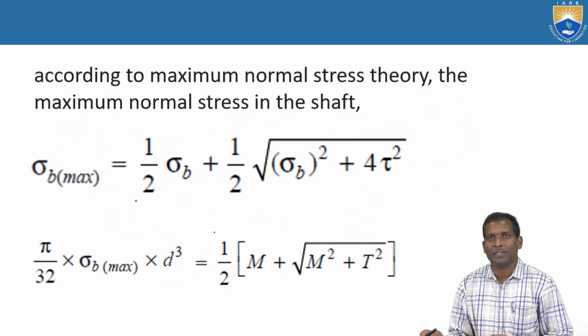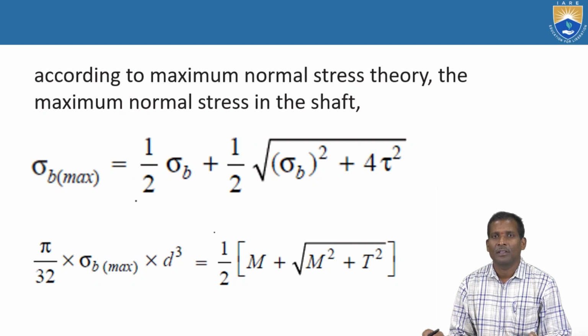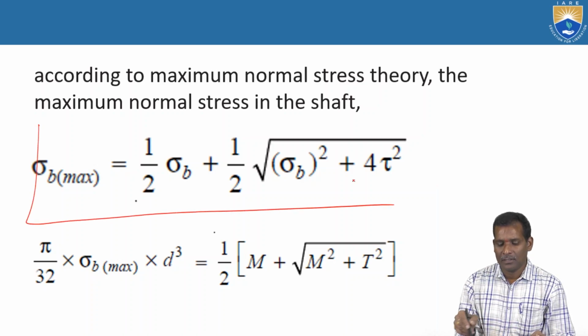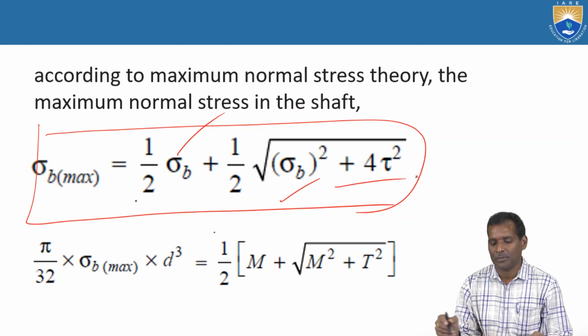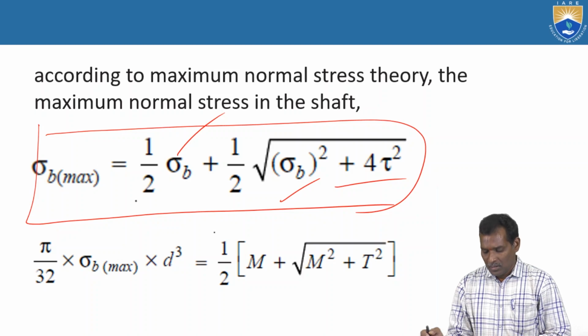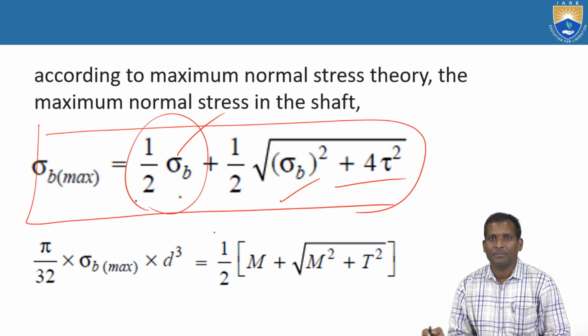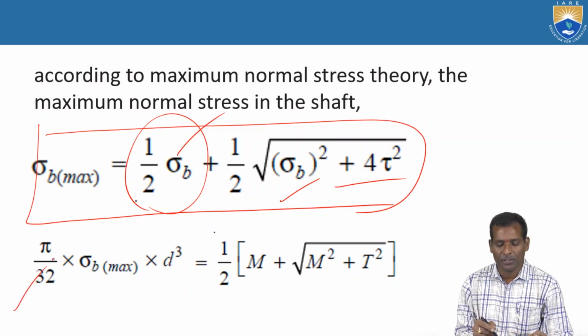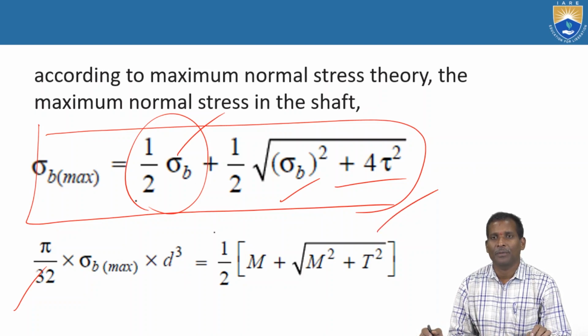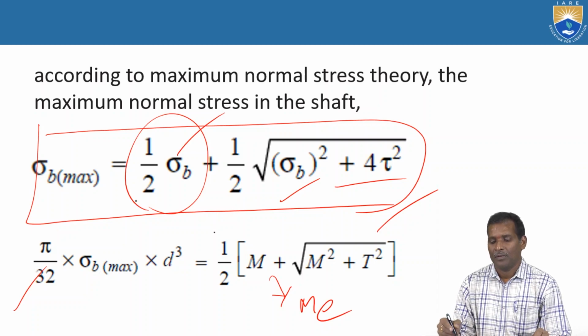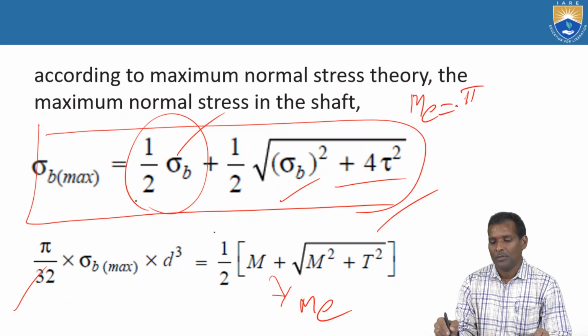Similarly, write the equation according to the maximum normal stress theory. Sigma b max is equal to sigma b by 2 plus half of the square root of sigma b square plus 4 tau square. So additionally, the sigma b by 2 term we will add. In this equation also substitute: pi by 32 into sigma b max into d cube is equal to 1 by 2 into M plus square root of m square plus t square. This term is called the equivalent bending moment, ME. So you can write ME is equal to pi by 32 sigma b into d cube.